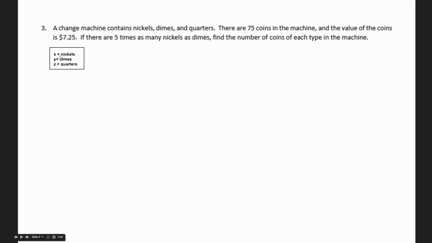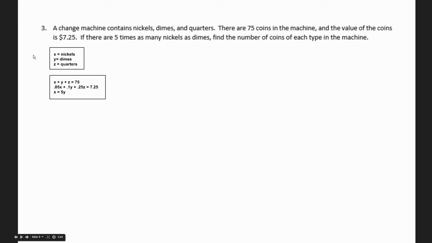So for the equations that you get from these, well, it says there are 75 coins in the machine, meaning all the coins together would equal 75. So x plus y plus z equals 75. And it says the value of the coins is 725.